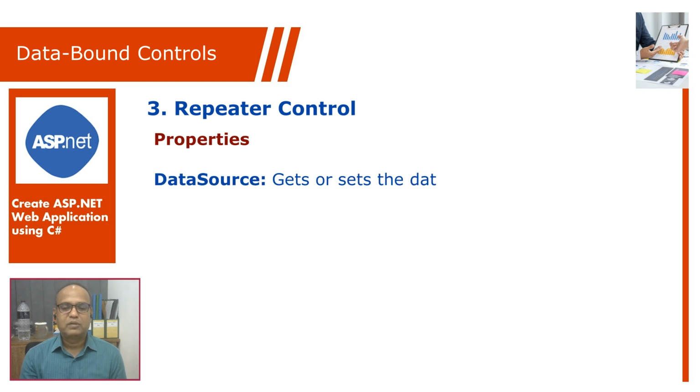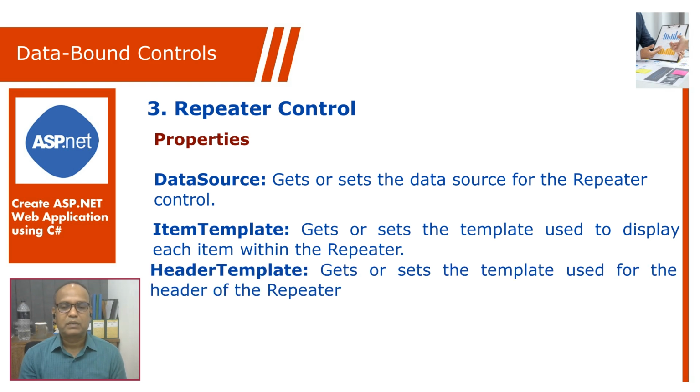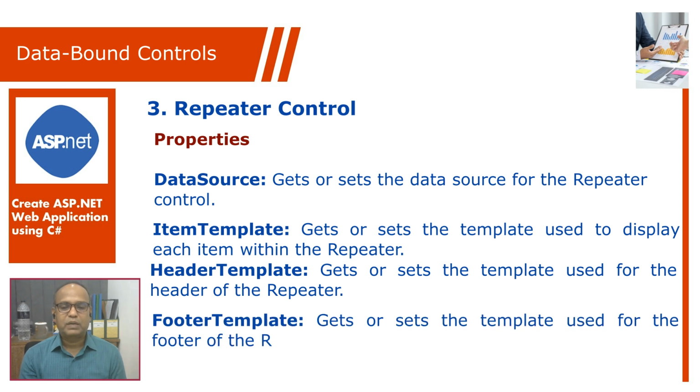Properties. Data source gets or sets the data source for the repeater control. Item template gets or sets the template used to display each item within the repeater. Header template gets or sets the template used for the header of the repeater. Footer template gets or sets the template used for the footer of the repeater.